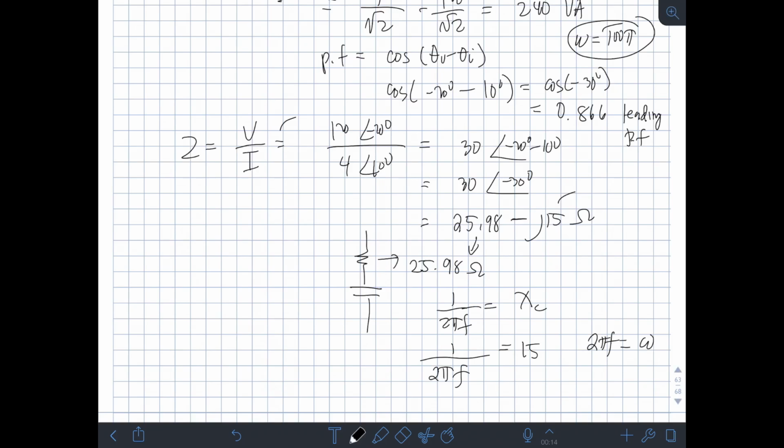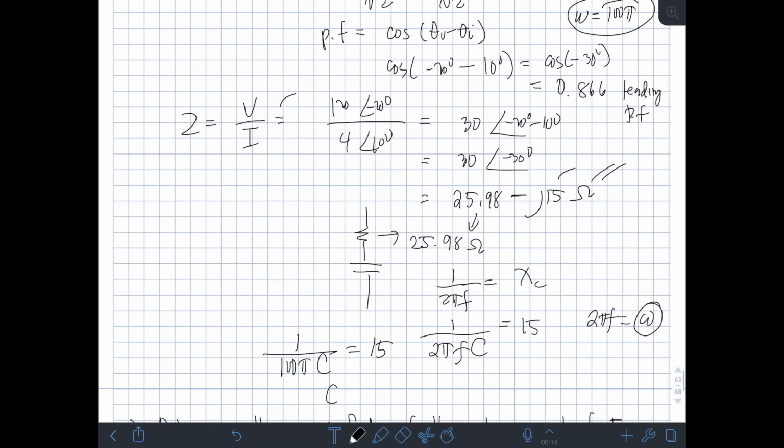So, we have 1 over 2 pi f, kulang pa tayo ng C, right? Yung formula natin for impedance ng capacitor is 1 over 2 pi fC. So, yung 2 pi f is omega na. So, 1 over, anong omega? 100 pi. C is equal to, yung nakuha nating reactive component ng impedance is 15. Equate natin sa 15 so that C is equal to 1 over 100 pi times 15.